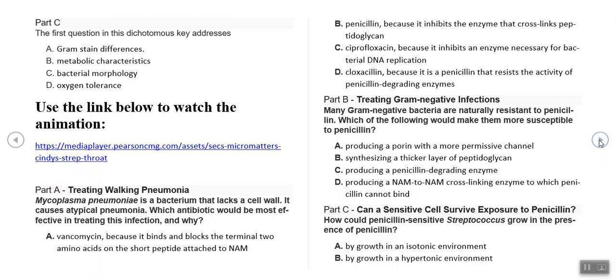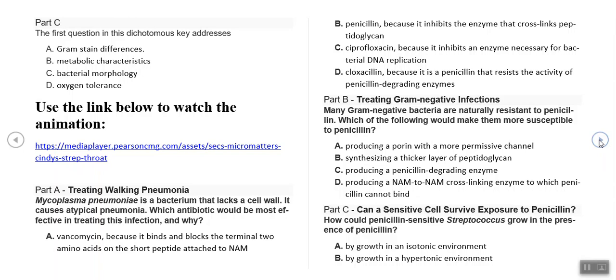So if we want to get penicillin to that cell wall, then what we'd probably want to do is allow those porin channels to be more permissive and allow for more drugs to get there. So A, producing a porin with a more permissive channel, that's going to be our correct response.